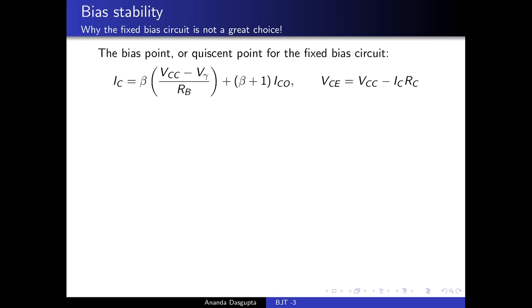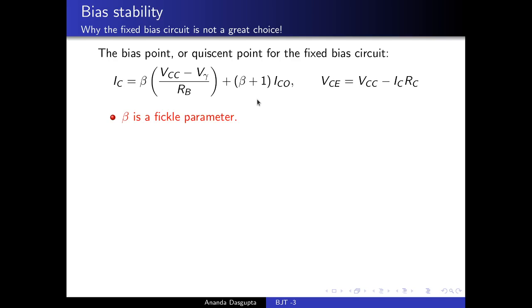Okay. Now, the question that I am discussing here is that of bias stability, which will tell us why the fixed bias circuit that we described here, although is very simple and just uses 2 resistors and a single battery, so it's cheap, is still not a very good choice. So let us start by looking at the equations for IC and VCE again. Of course, you can see that VCE depends on IC, so let us just focus on this expression for IC.